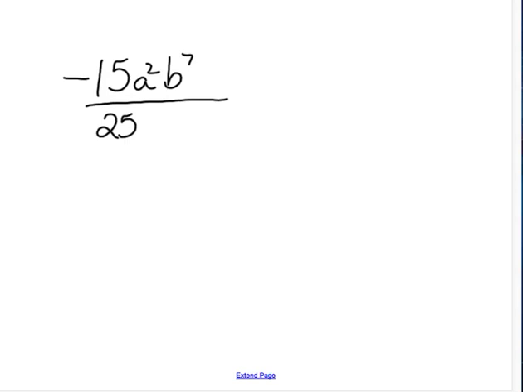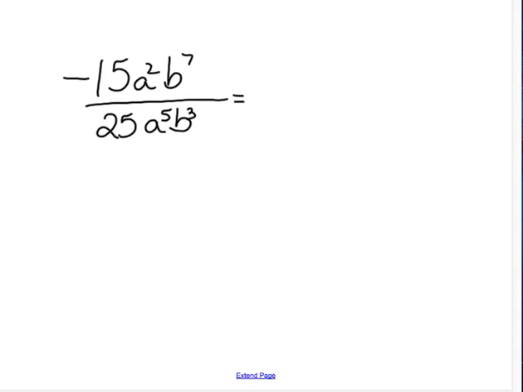Let's try another example. These are not really any different. The rules that you're applying are the same. And remember, as I go, I want you to be thinking of what an algorithm might be that you can use. Do you see a shortcut like you did for multiplication? So our problem is negative 15 a squared b to the 7th over 25 a to the 5th b to the 3rd.